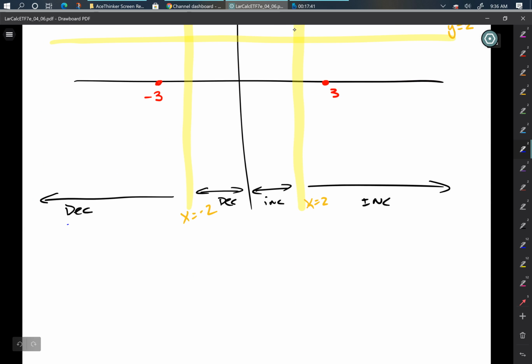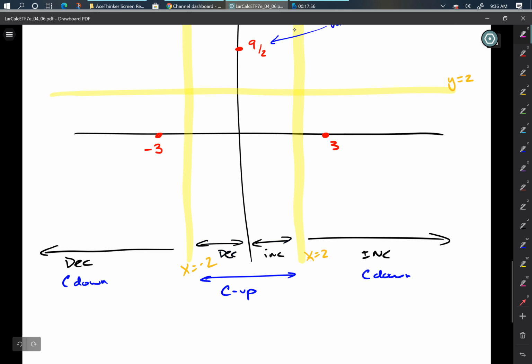So out here, we're decreasing and concave down. Out here, we're increasing and concave down. And this entire interval, we are concave up. All right, let's see if we can draw this picture now.